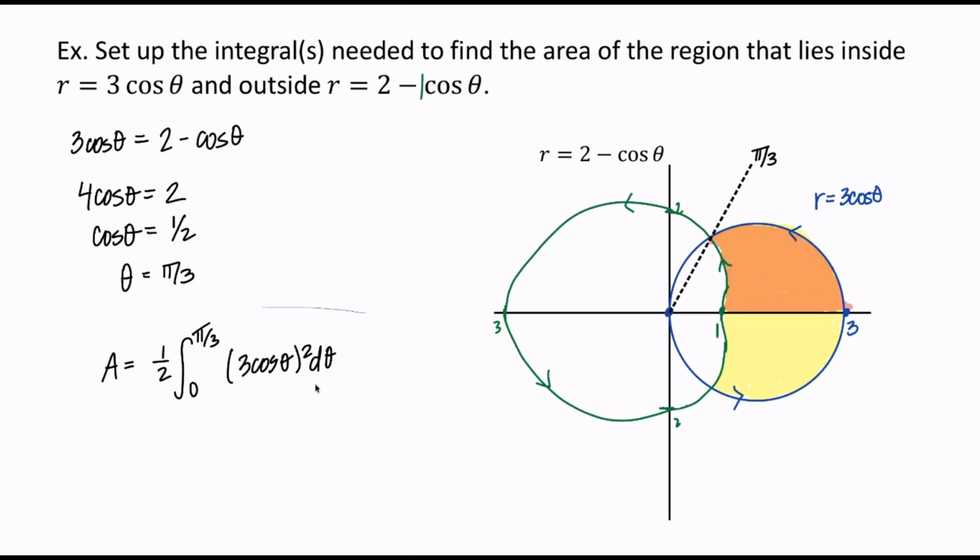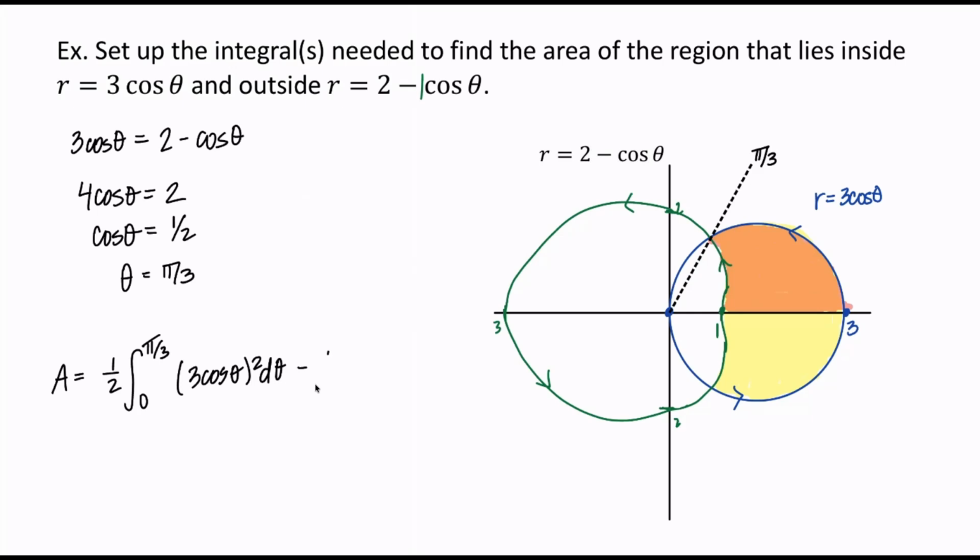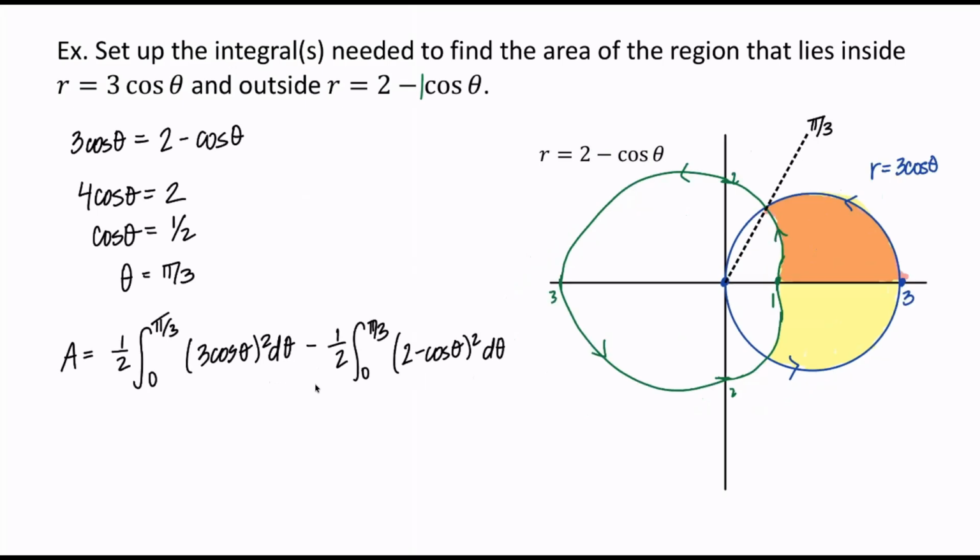I'm going to move it over a bit for some space. So I'm going to have minus 1/2 the integral from 0 to pi over 3. And then we're going to stop when we get to the dimpled limacon. So that function r is 2 minus cosine theta squared d theta. I rearranged to give us more space. All right, these both have a 1/2 in common, so I can go ahead and factor out the 1/2.